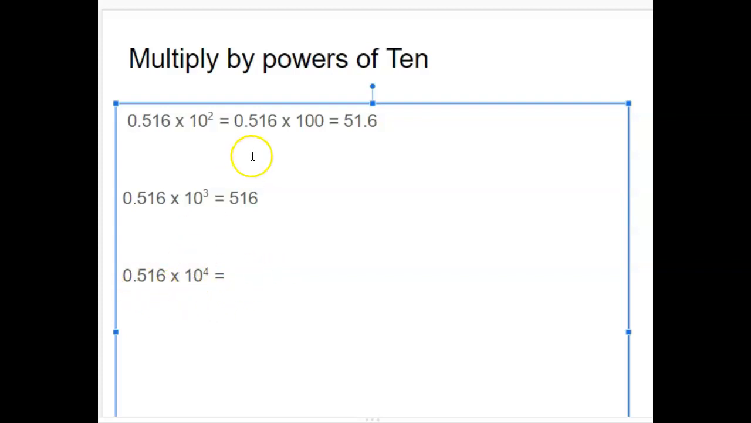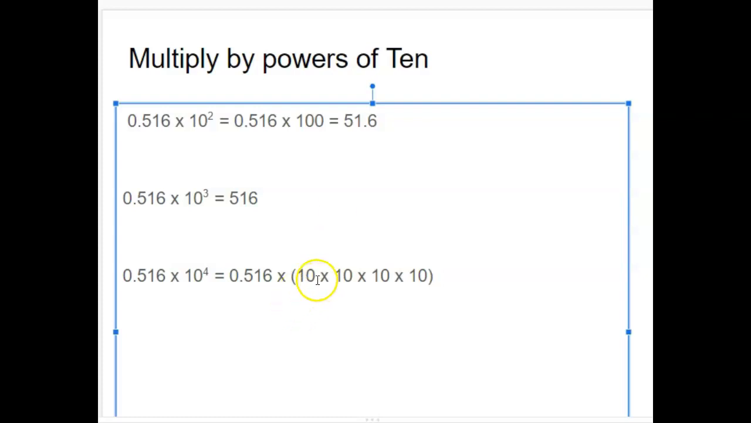Again, you can also rewrite it, 0.516 times, and then solve the fourth power of 10. That means that I'm multiplying, and I'm going to put in parentheses this time, 10 times 10 times 10 times 10. Okay, I don't have to do this. I'm just showing you in case you're still confused. But if you already know how to do this without doing that, go for it.